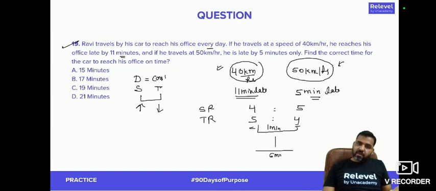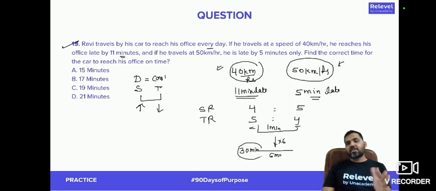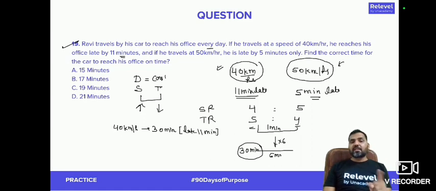So if I want this difference to be 6, that means at a speed of 40 km per hour, Ravi will be taking a total of 30 minutes to reach the office. Now, at 40 km per hour, Ravi is taking 30 minutes and he is late by 11 minutes. So what is the correct time? The correct time to reach the office is 30 minus 11. That means within 19 minutes he should reach. That is, C is the correct answer.